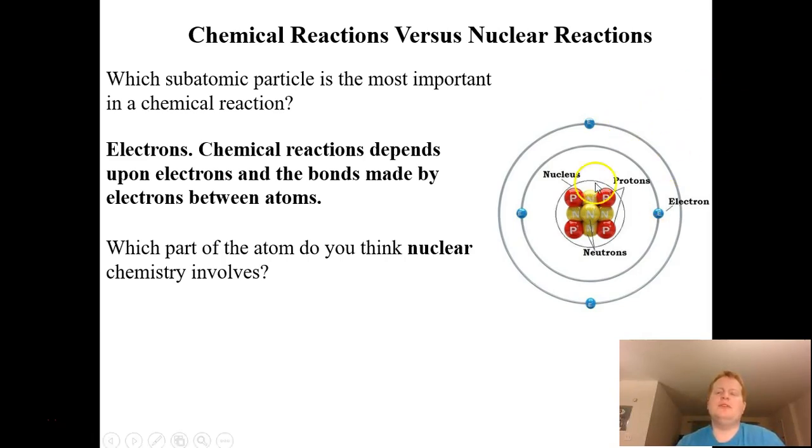So here's our quick review, rehash of atomic structure. Remember that there is the nucleus that contains the protons and neutrons, and then there's the electrons on the outside of there. We said the electron was the most important part for chemical reactions, and that's because remember in a chemical reaction you're having old bonds break and new bonds form, right? So what makes up bonds? It's the electrons. So that's all that's happening in a reaction: we're breaking old bonds, making new bonds, all the electron. So then which part of the atom do you think nuclear chemistry involves?